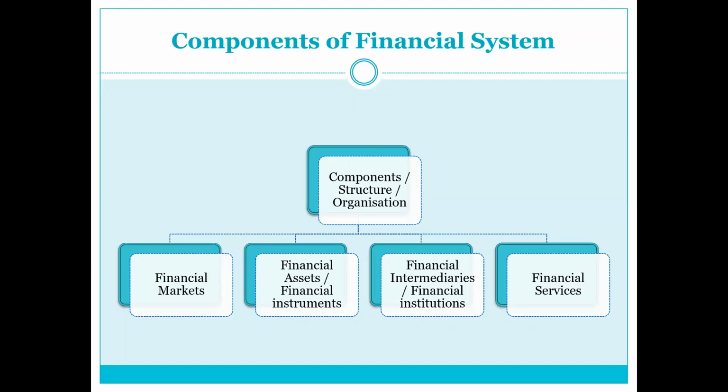Now, there are four main components of a financial system. These are financial markets, financial assets, which are also known as financial instruments, financial intermediaries, which are also known as financial institutions, and financial services. In today's class, we'll be discussing financial markets, the first component of the financial system. So let's see what is a financial market.